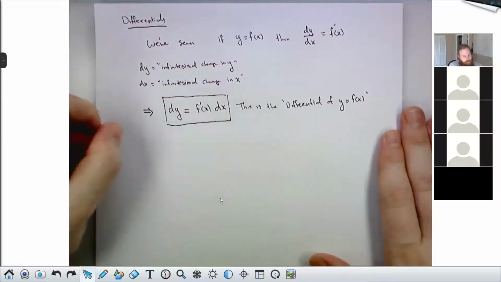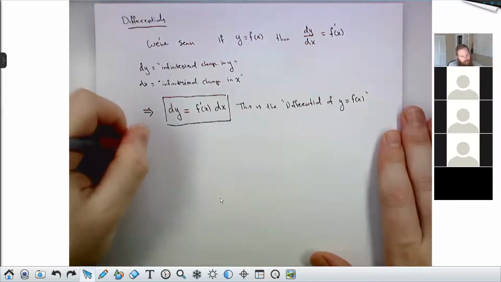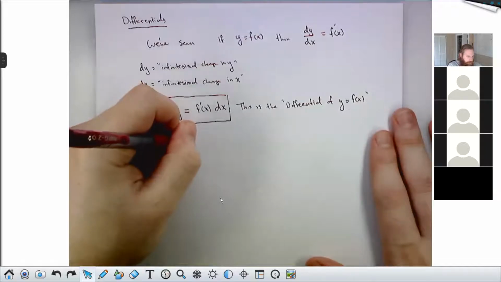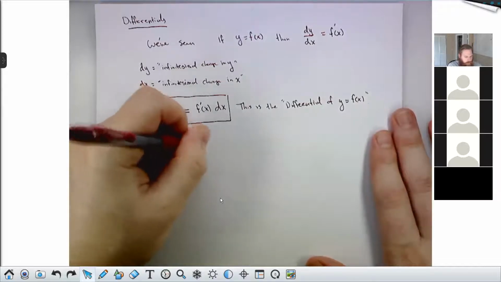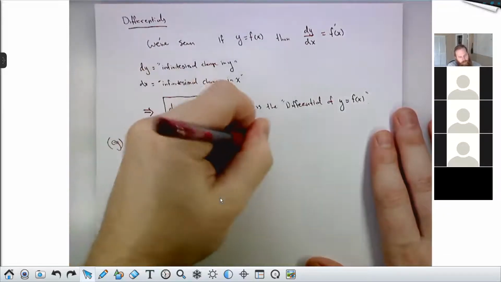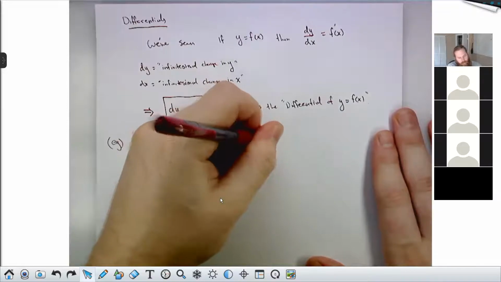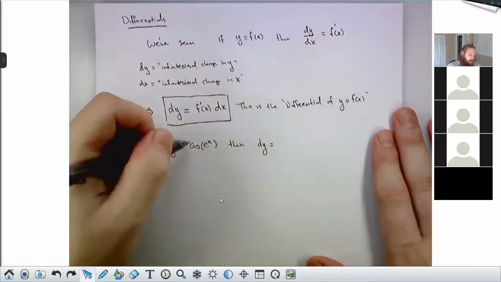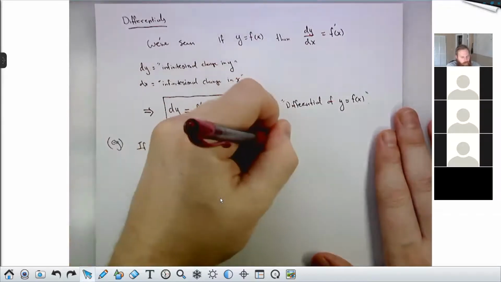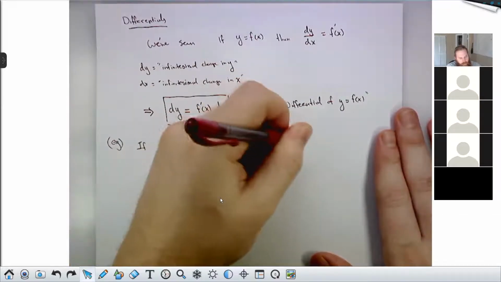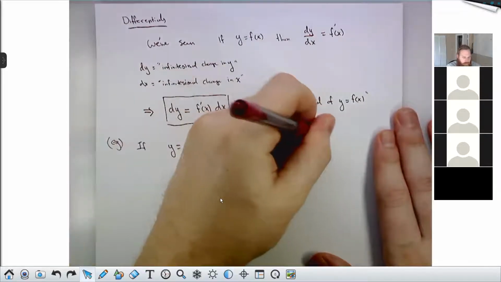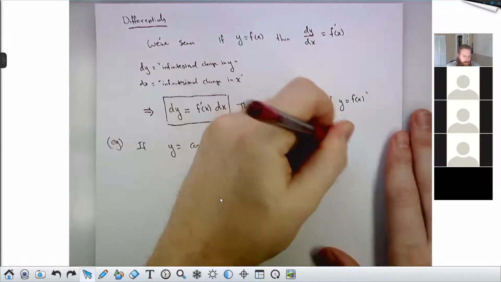So for example, if y is cosine of e to the x, then dy, I would calculate by first calculating the derivative here. Derivative of cosine of e to the x, we use the chain rule. That would be negative sine of e to the x times the derivative of the inside, which is e to the x, and then you would slap on a dx.